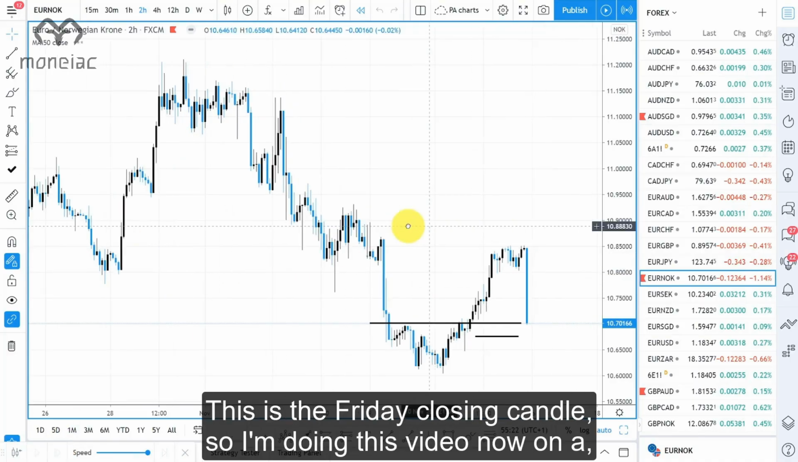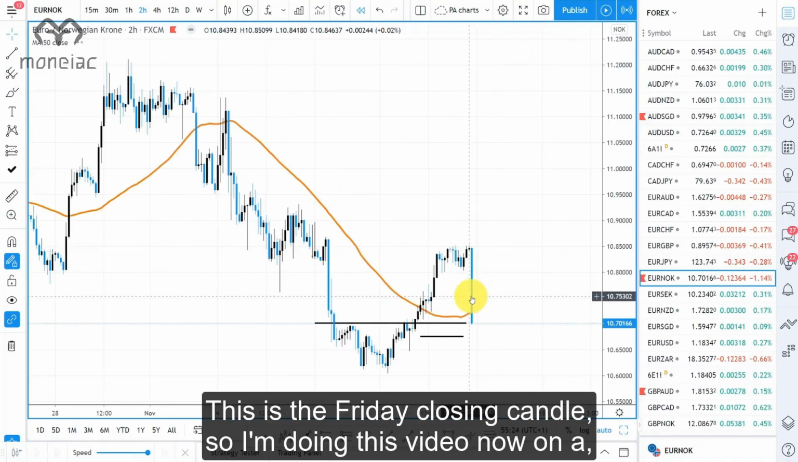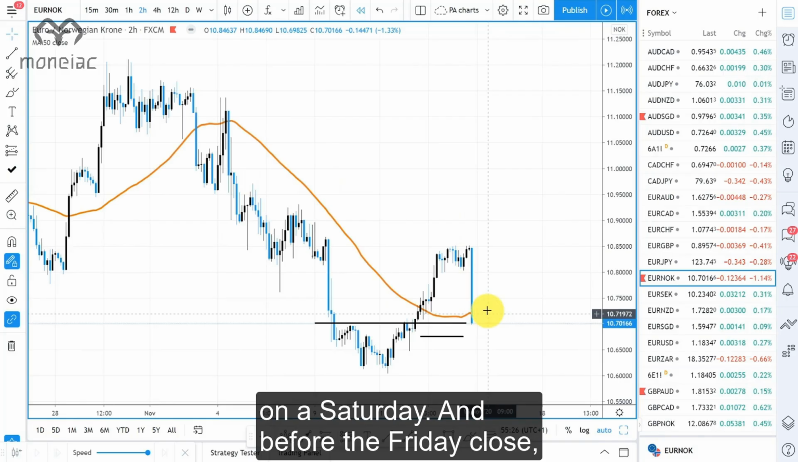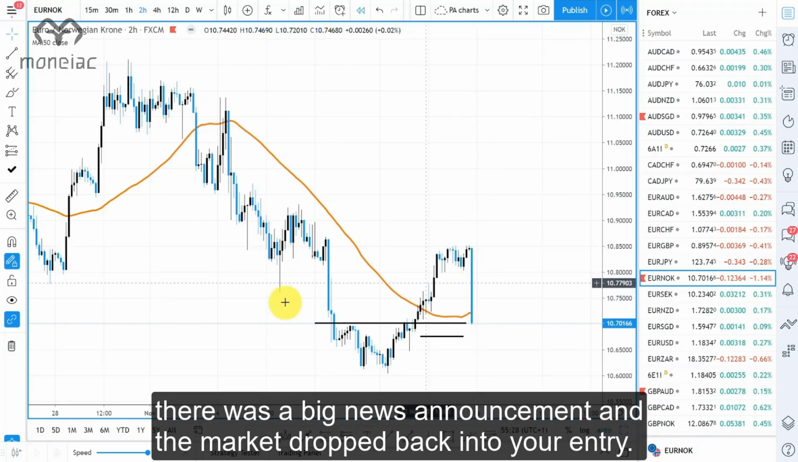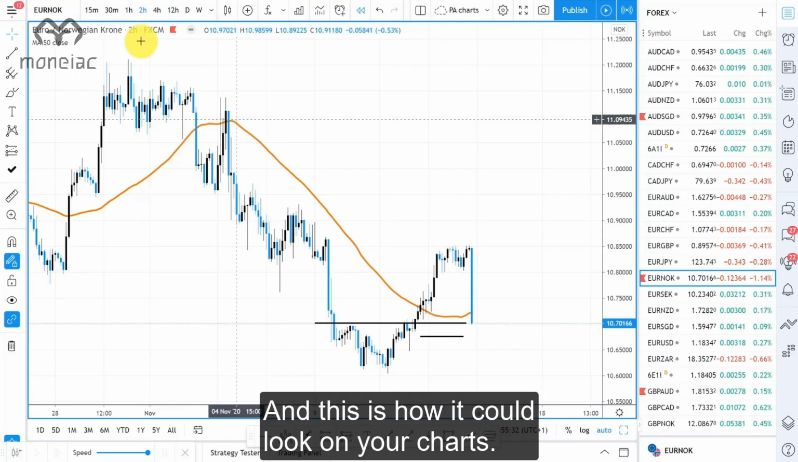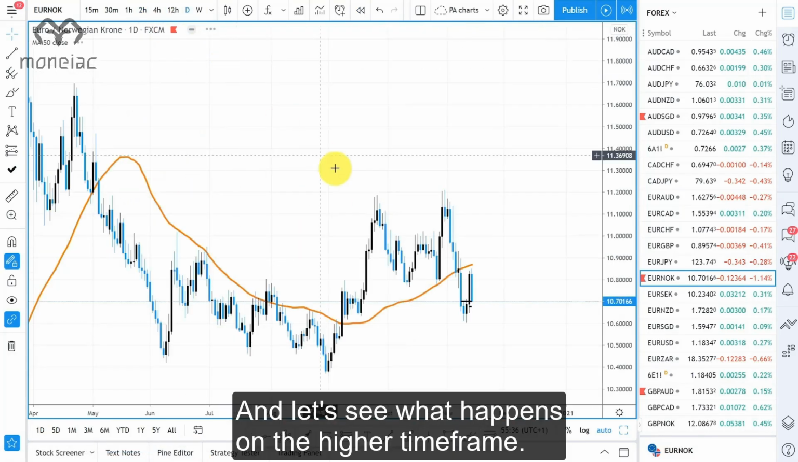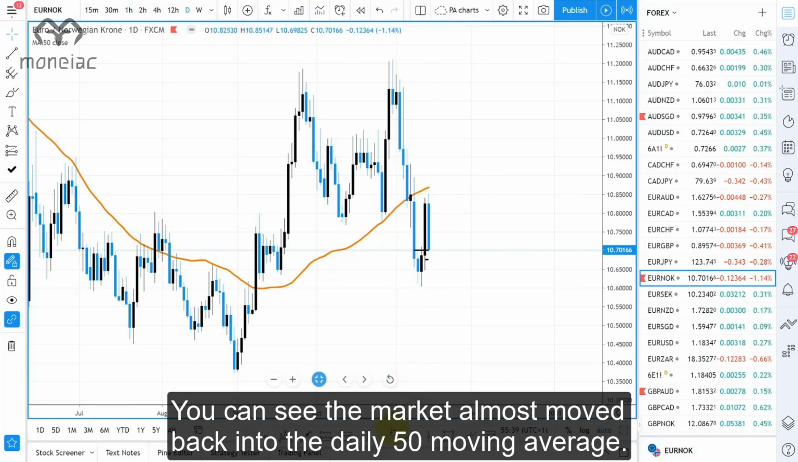And this is the Friday closing candle. So I'm doing this video now on a Saturday, and before the Friday close, there was a big news announcement and the market dropped back into your entry. And this is how it could look on your charts. And let's see what happens on the higher time frame. You can see the market almost moved back into the daily 50 moving average.